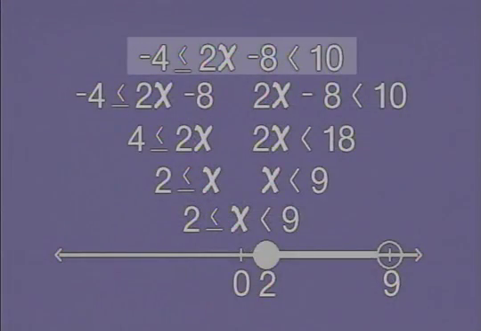This is sort of what's called a between inequality. That is, the 2x minus 8, the variable part of our inequality, is between -4 and 10.